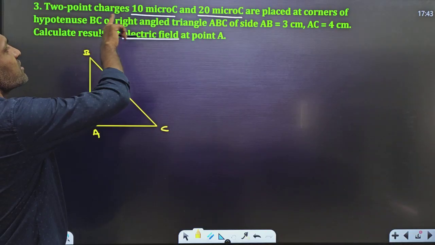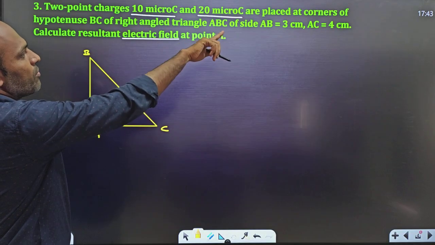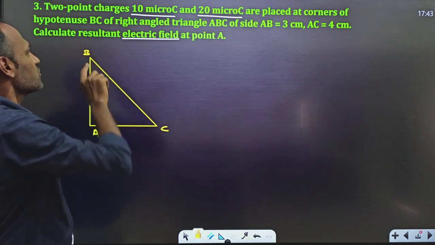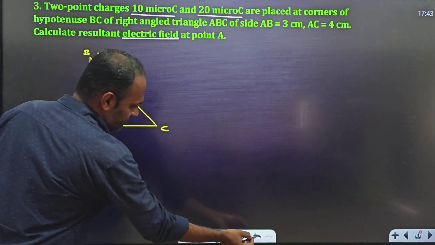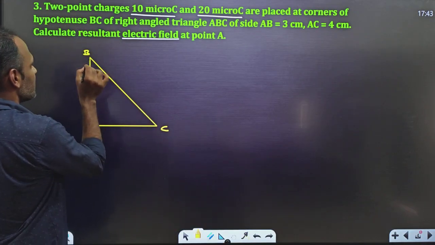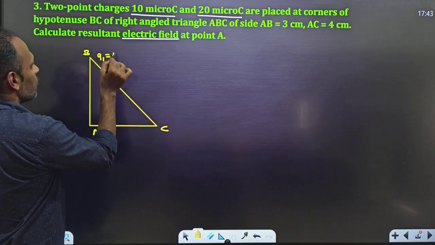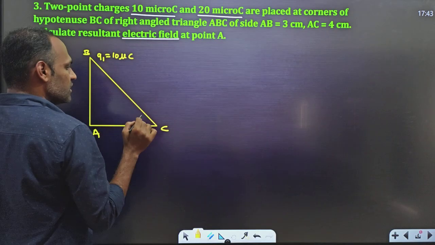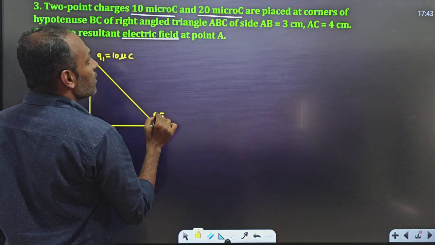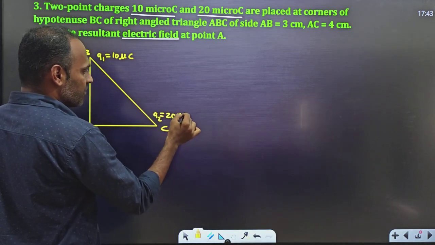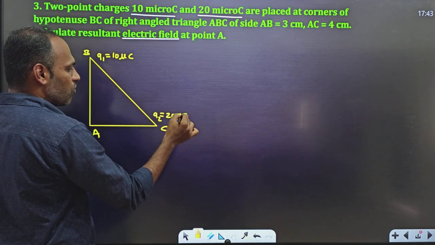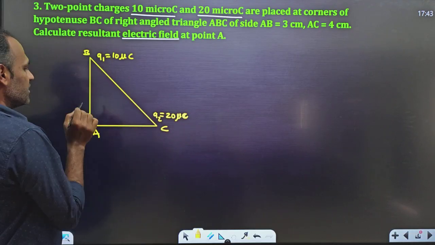What they have told: 2 point charges 10 microcoulomb and 20 microcoulomb are placed at the corners of hypotenuse BC. So at B, the charge is 10 microcoulomb. The charge at B, we take it as 10 microcoulomb, Q1. The charge at C, we take it as 20 microcoulomb, Q2. Let us take it as Q2. Correct? Sides they have given now. What are the sides? AB is 3 cm.